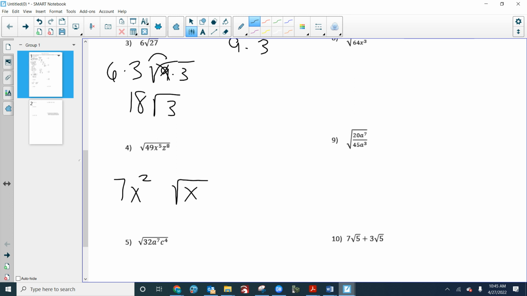Z's. I have 8 Z's. How many pairs is that? 4. Z to the 4th. Is there anything left over? No, guys, listen. If there's an even power, there should never be anything left over. Okay? That's my answer right there. Okay? How do we do with that one? Does that make sense?